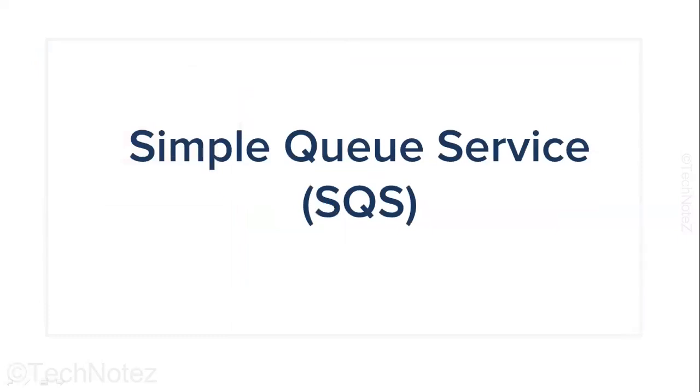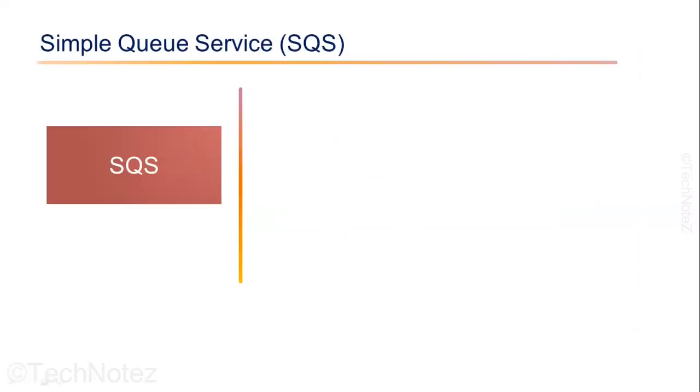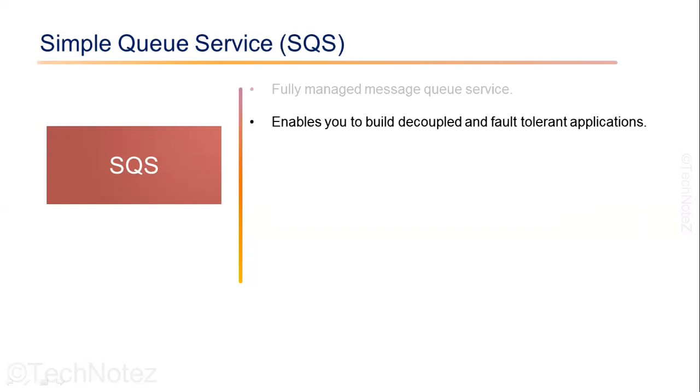Let's talk about Simple Queue Service or SQS. Amazon SQS is a fully managed message queuing service provided by AWS. It enables you to decouple and scale microservices, distributed systems, and serverless applications. SQS allows you to send, store, and receive messages between distributed application components without losing the message or requiring each component to be always available.